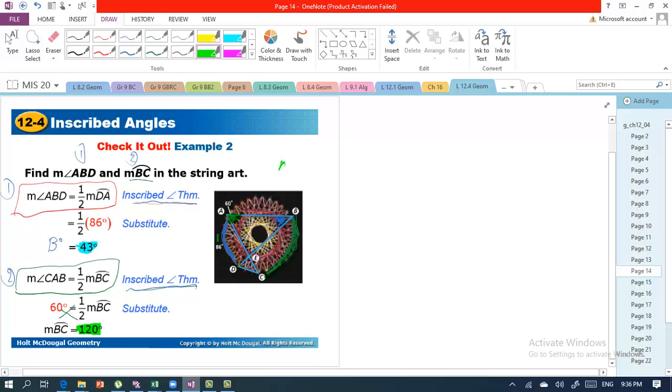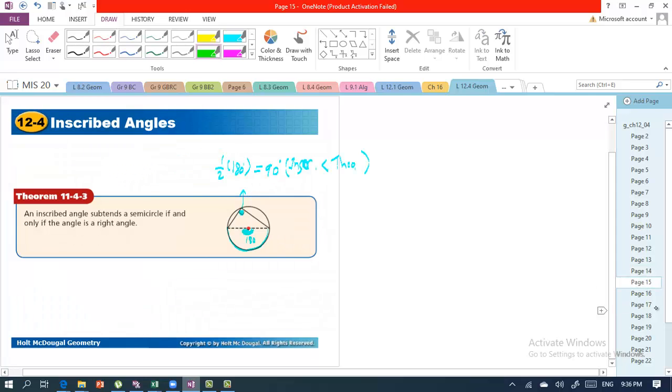And it is found. So by this we have realized how to find a missing arc measure subtended by an inscribed angle: the arc is double the inscribed angle, or the inscribed angle is half of the subtended arc, in degrees.